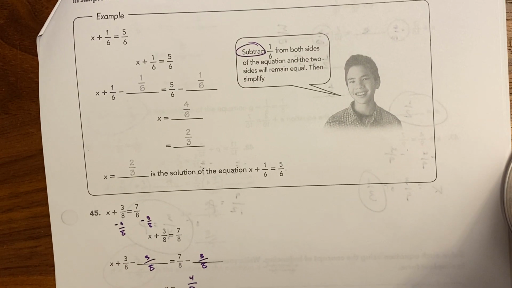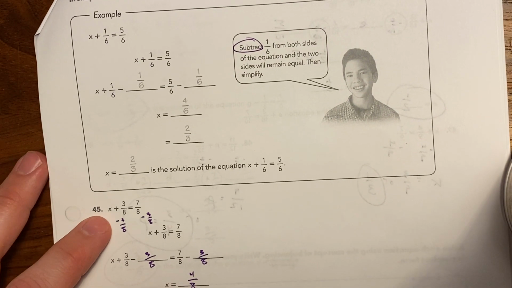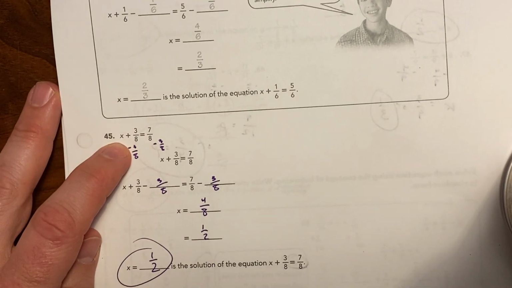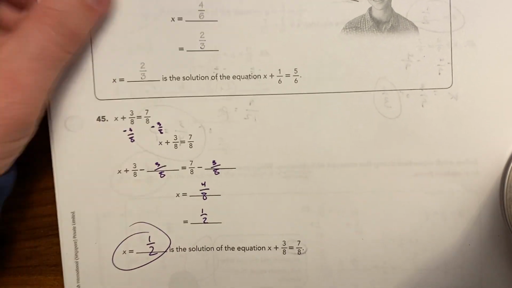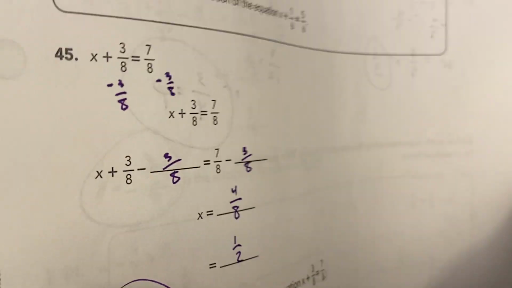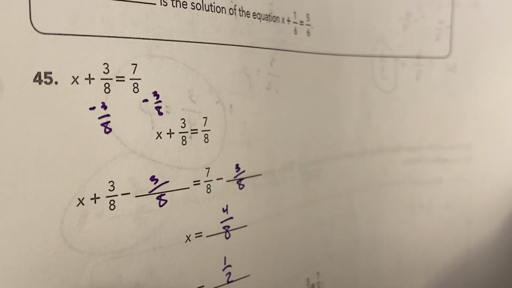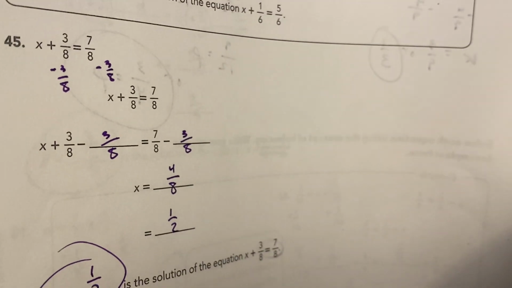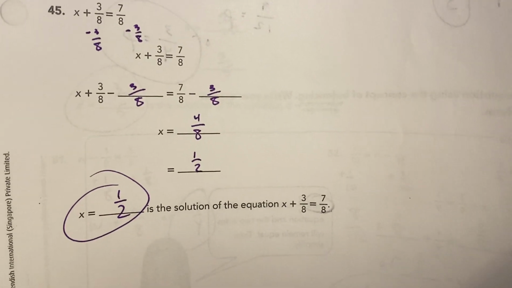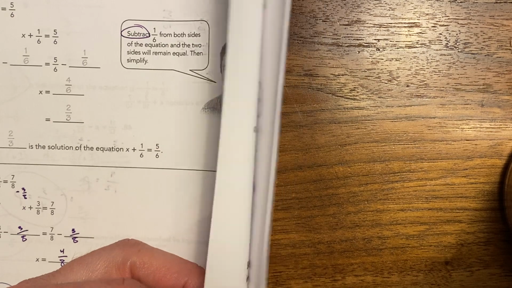Okay, next page. We have a lot of examples here. Subtraction of fractions. So when you're adding a fraction to the variable, to isolate the variable, you are going to subtract it from the variable. And then the other side, obviously. You've got to balance. They've got to balance. All right. x equals 1/2, number 45. Next page.